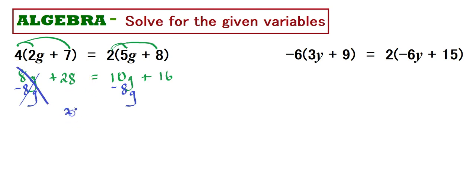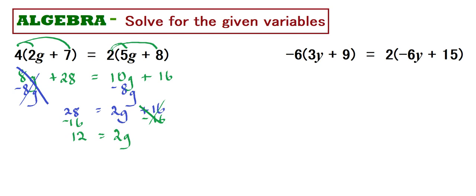So that cancels out. On the left-hand side, we have 28. And on the right-hand side, we've got 10g minus 8g, which is 2g. And then we have 16. We have to get rid of constants on both sides. So again, we deal with the smallest constant, which is positive 16. So we minus 16, and we do that to both sides. That cancels out, and we're left with 2g on the right-hand side and 12 on the left.